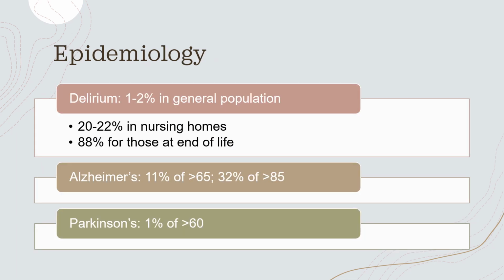All right, so as far as epidemiology, I don't have all of them listed here because some of them are very rare. With delirium specifically, it affects about 1 to 2% of the general population, if you just measure by asking everybody, have you ever suffered from an episode of delirium? But it's much more common.